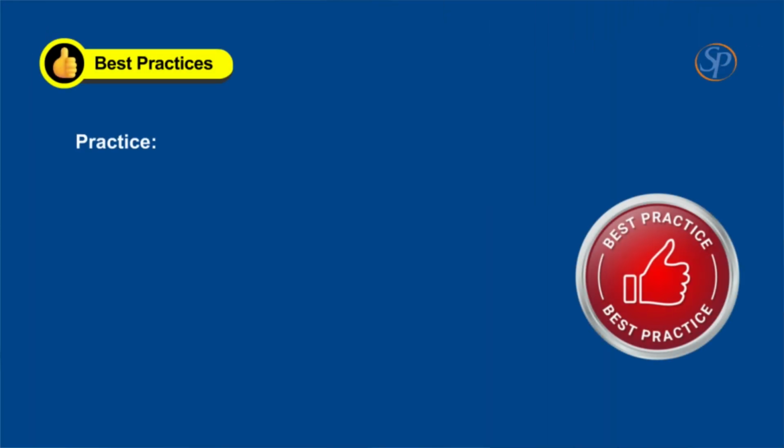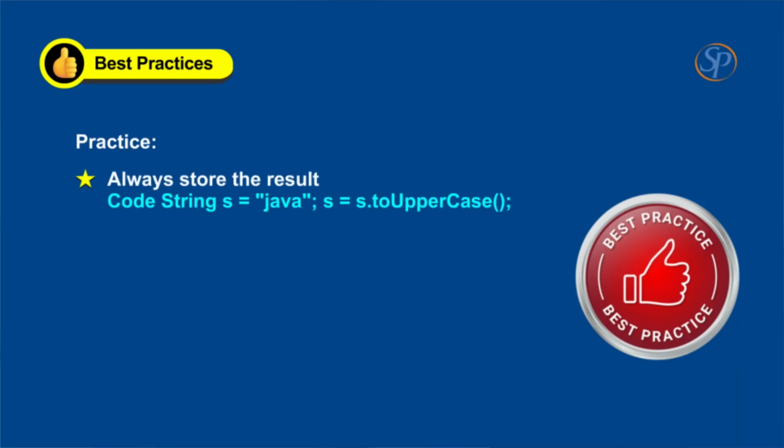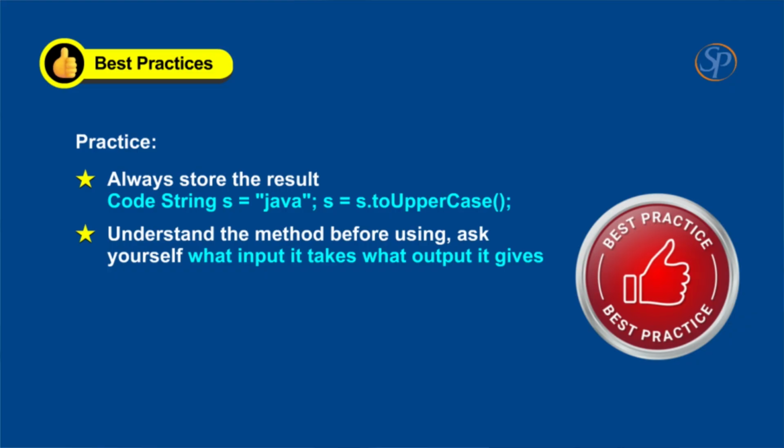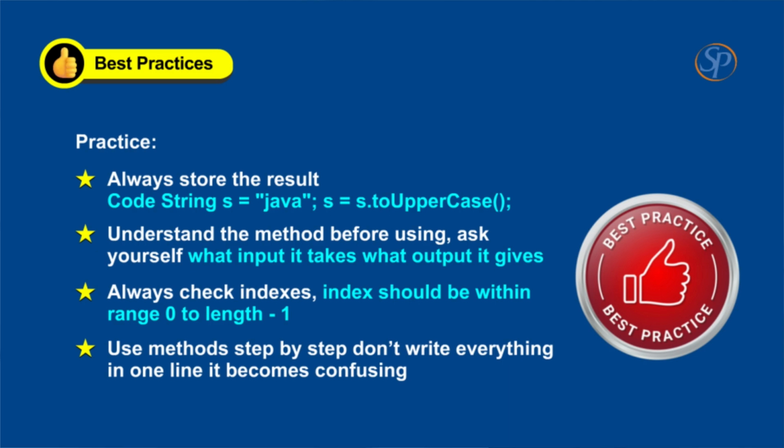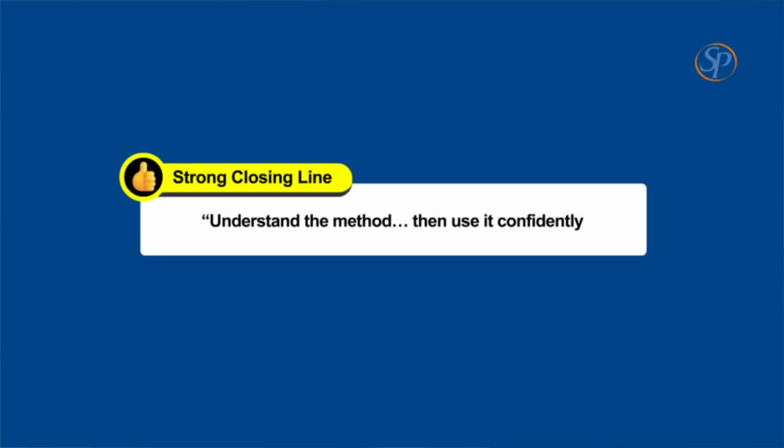Now let's see best practices. First, always store the result. Second, understand the method before using. Ask yourself what input it takes and what output it gives. Third, always check indexes. Index should be within range. Fourth, use methods step by step. Don't write everything in one line, it becomes confusing. And finally, always test your code. Print and check the output. Understand the method, then use it confidently.